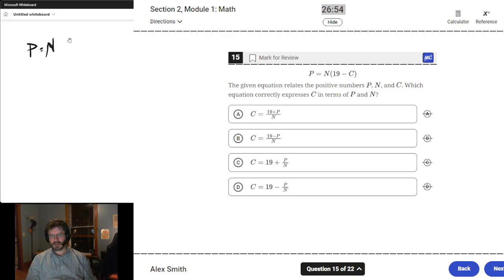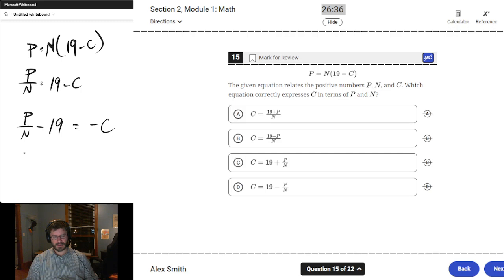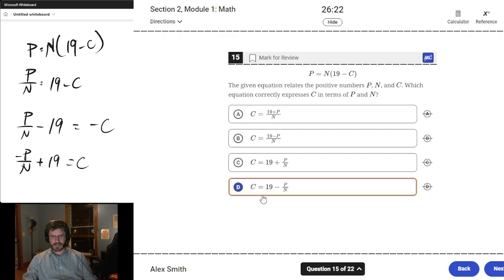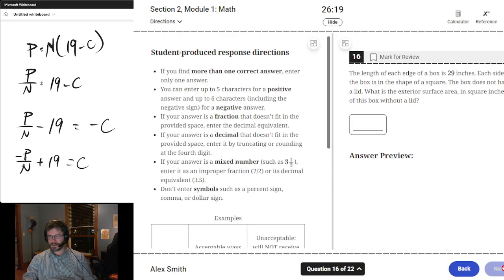P equals n times 19 minus c. Divide by n, we get p over n equals 19 minus c. Subtract the 19, p over n minus 19 equals negative c. Flip the signs on everything. We got negative p over n plus 19 equals c. We're of course going to have to switch the positions on those because all of our answers have the 19 first. So that's going to be 19 minus p over n. Okay.